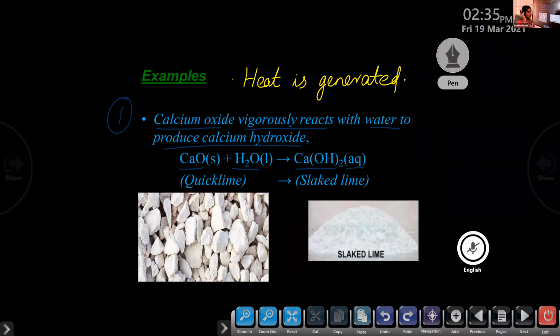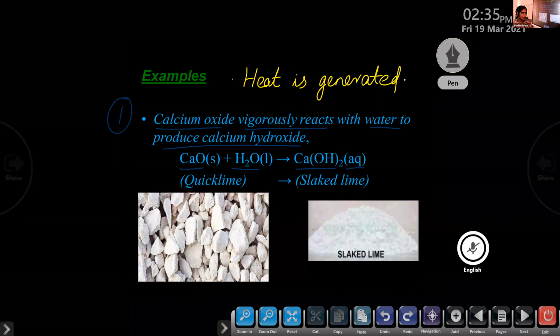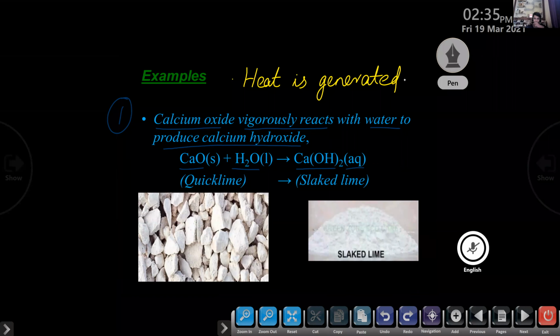Before that, you have to note, I think you all are familiar with quicklime and slaked lime, right? Yes or no? Quicklime, slaked lime. Yes, ma'am. Yes, right? Okay.